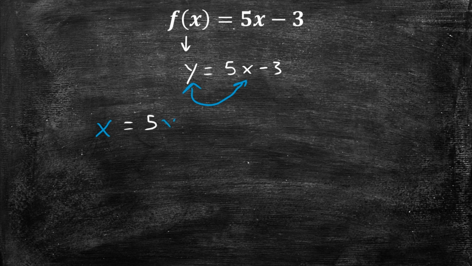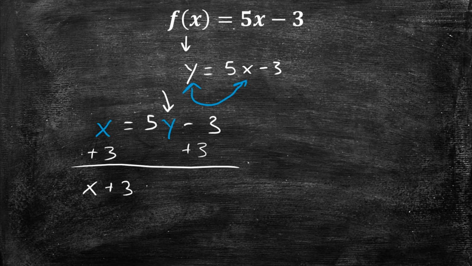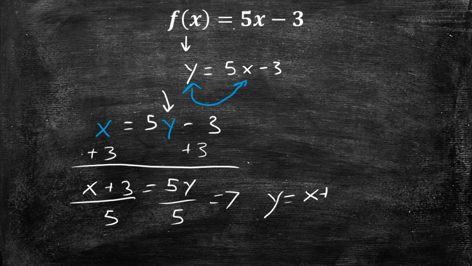5y minus 3. So all we did there was just change the variables, just change the locations of them. And now what we want to do is solve for this y right here. So the way we do that is we add 3 to both sides. And then you get x plus 3 is equal to 5y. And to get y by itself, you divide by 5. So now that means you get y is equal to x plus 3 over 5.